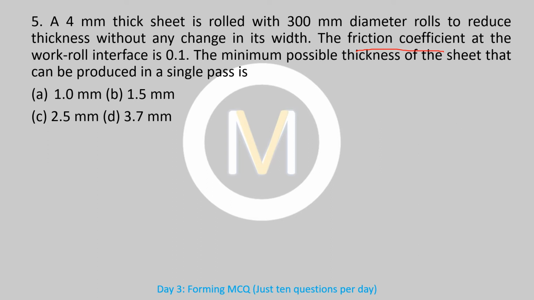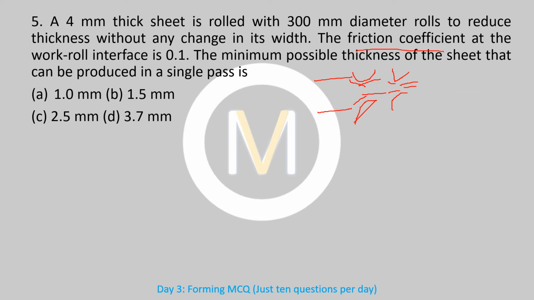We cannot reduce directly from, say, 4 mm to 1 mm. There is a limit that only this much reduction is possible. That part is discussed here. And if we have to reduce it further, then we have to use multiple passes. So the first roll will be here, the second roll will be here. So these are multiple passes, and this reduction is achieved here. Final reduction. So this is what it is asking.